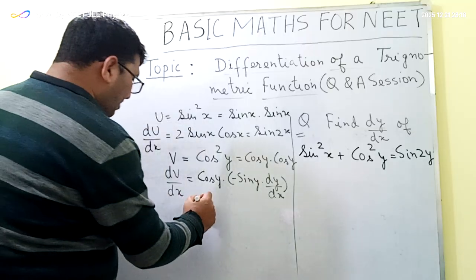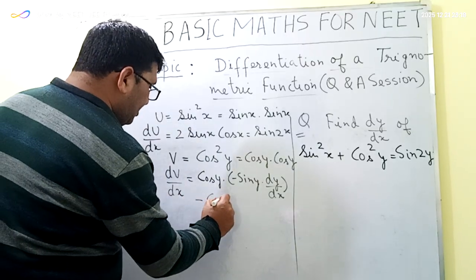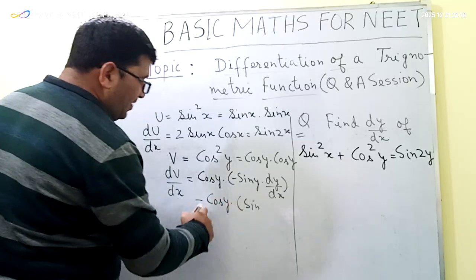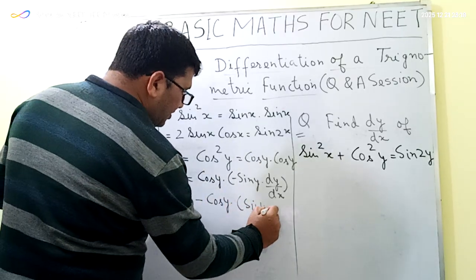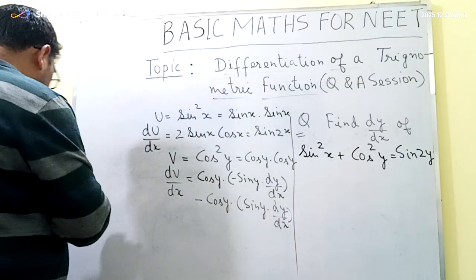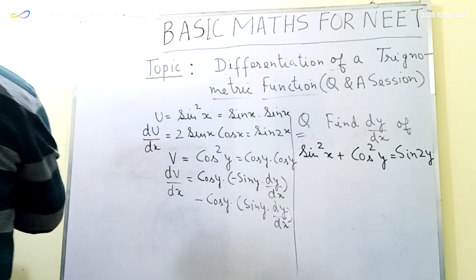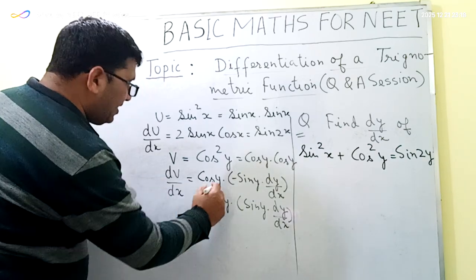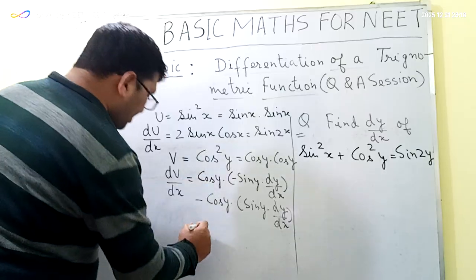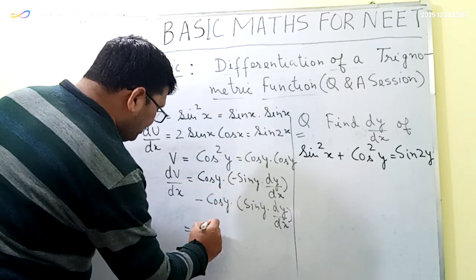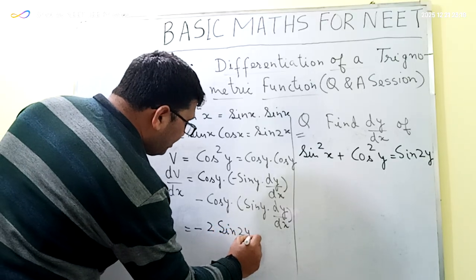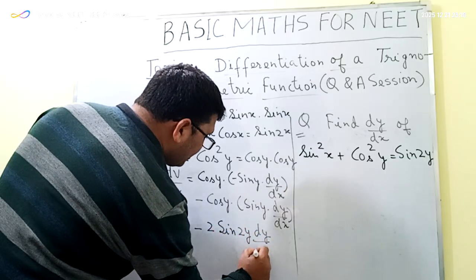and again I will be getting the same value, that is cos y into minus sin y into dy by dx. So finally I will be getting this as 2 times, that is minus 2 sin y cos y dy by dx. So this will be equal to minus sin 2y dy by dx.